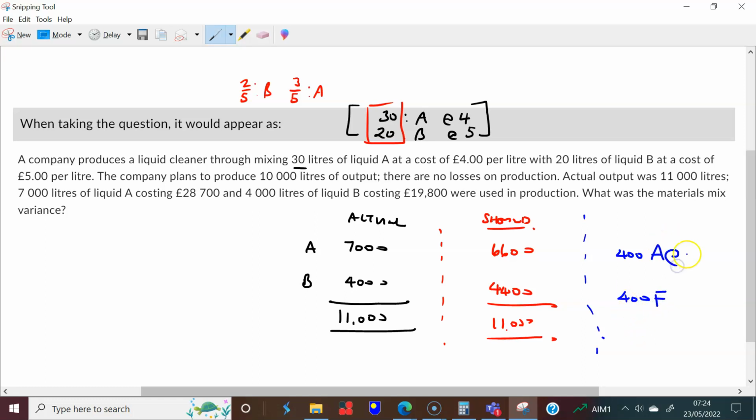So typically now we just, again, like I say, multiply this by the standard cost here. Here it's a cost of £4 per litre for A, and here it's a cost of £5 per litre. Right? So typically, mixed variances are favorable because you tend to use more of the cheaper stuff and less of the more expensive material.